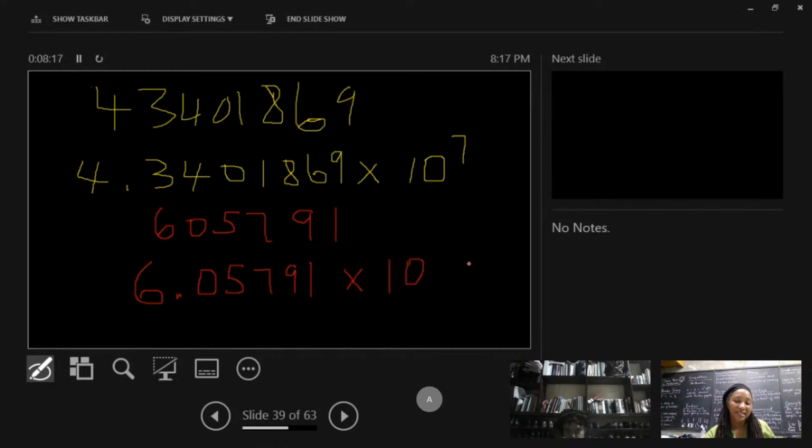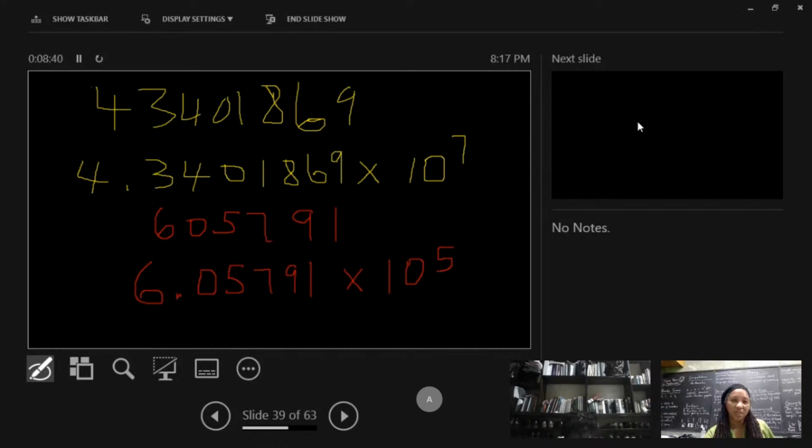So how many places would we have to move it back to the right to make it original? So it was here. So we'd have to move it 1, 2, 3, 4, 5. So that's 10 to the 5th power, right?